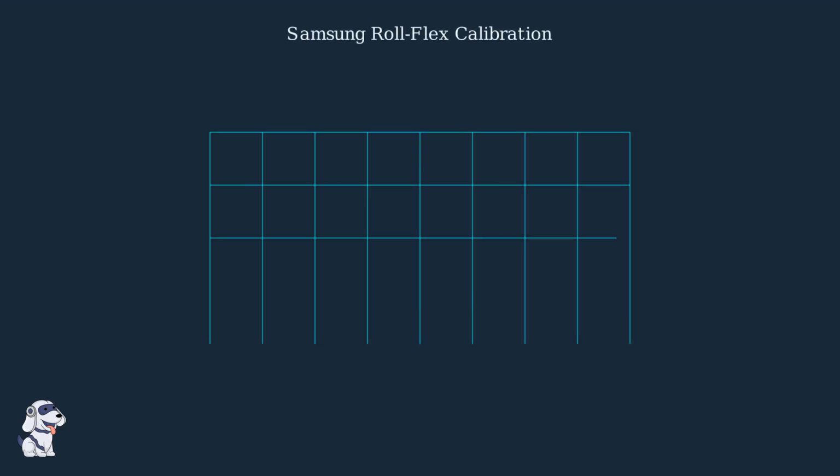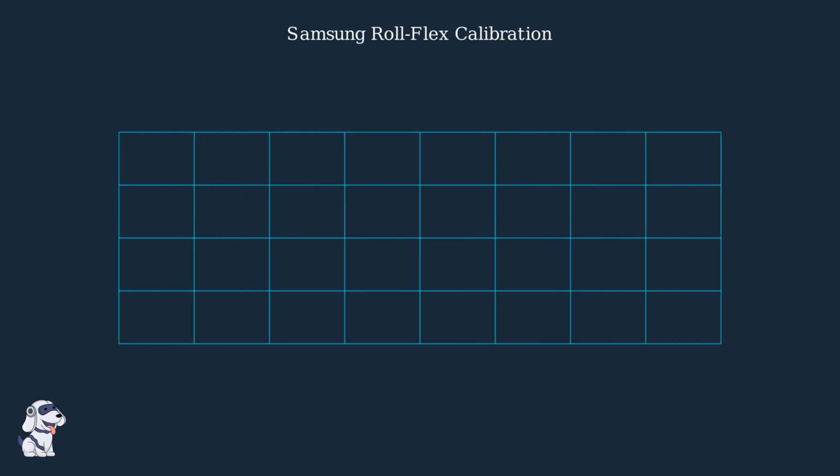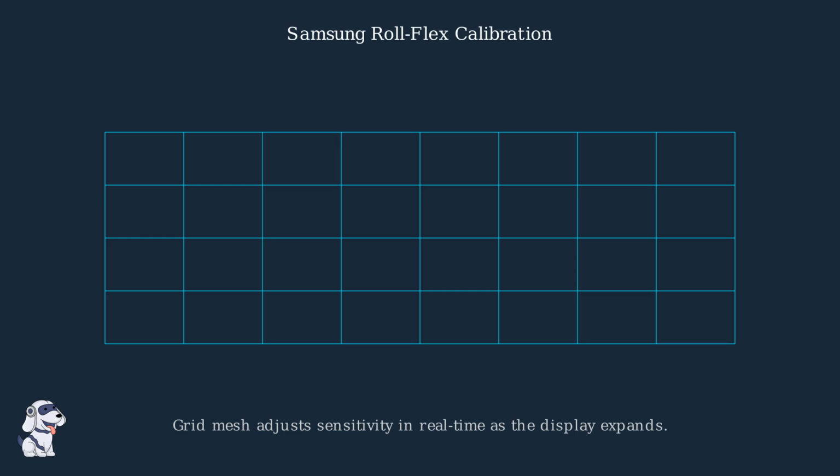Rollable displays present a unique challenge. As the screen expands or contracts, the geometry of the capacitive grid changes, which can lead to touch inaccuracies. Samsung's Roll Flex technology employs real-time grid recalibration. As the screen surface moves, the system instantly recalculates the sensitivity of the capacitive mesh.